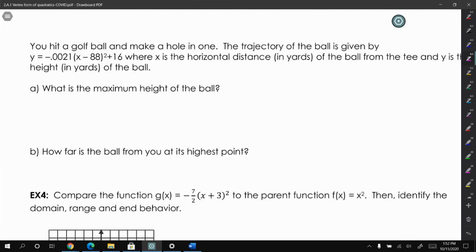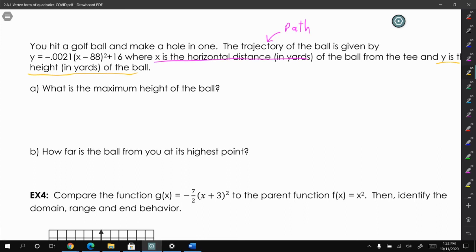So this example here will put these functions in real-world context. So it says you hit a golf ball and make a hole in one. The trajectory, this means path. The path of the ball is given by that function, where x is the horizontal distance and y is the height of the ball. And then we're going to answer these questions about it.